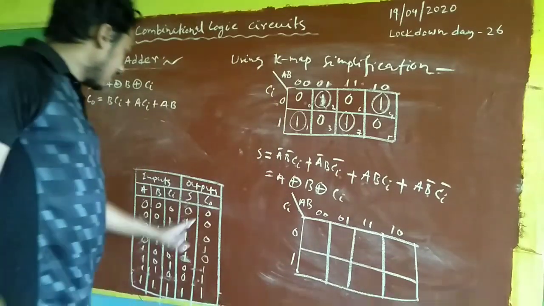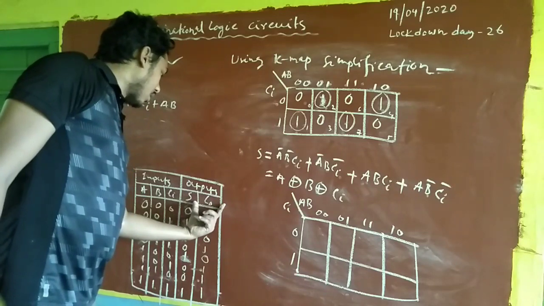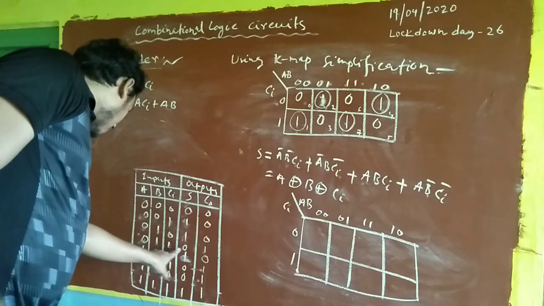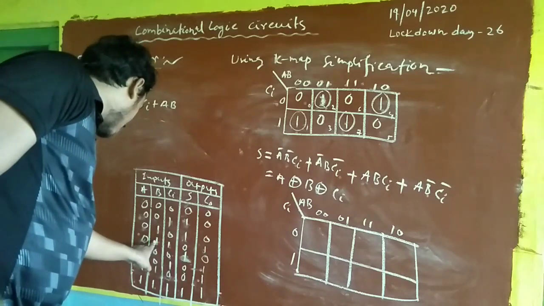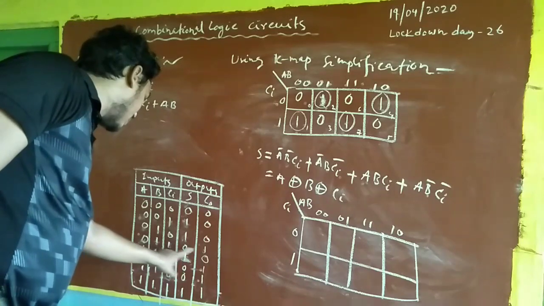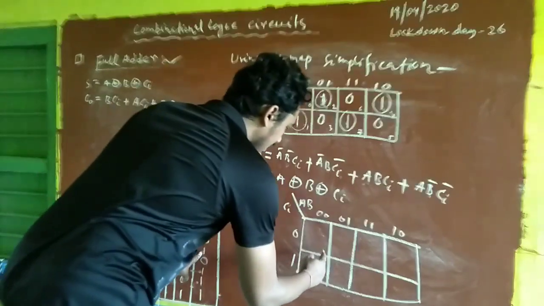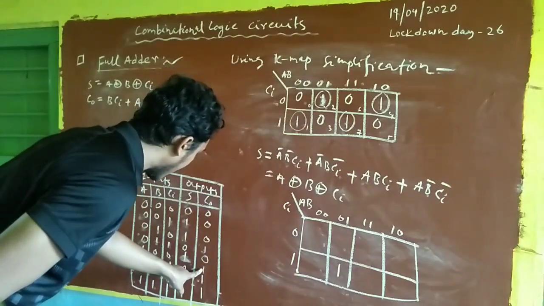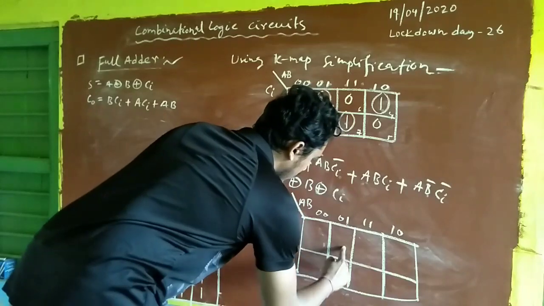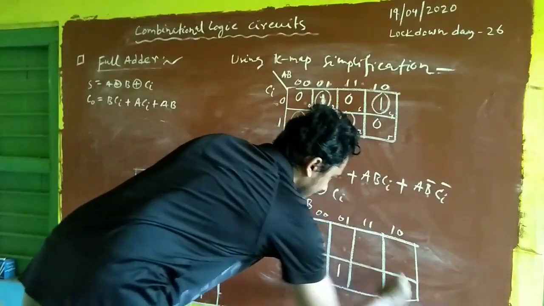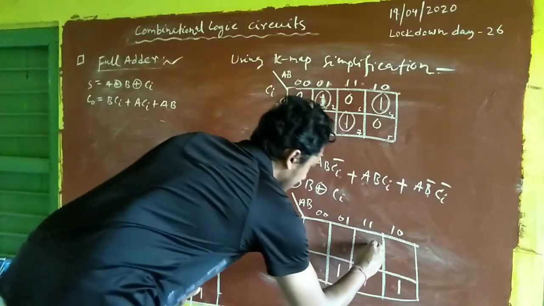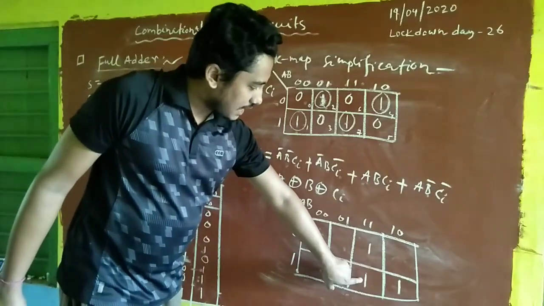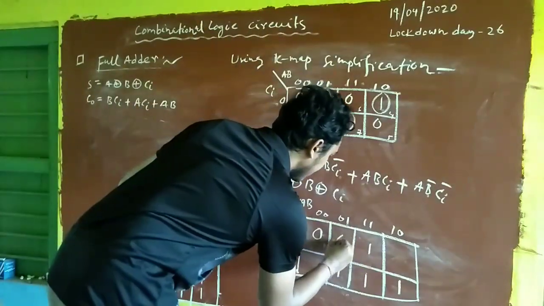Now we will check the Cout column. For which combination is this 1? It is 0 1 1, which means decimal equivalent 3. So for 3 it is 1. Which one is 3? 0 1 2 3. So here we write 1. And this is 5, so 0 1 2 3 4 5, and also 6 and 7. So these are the cells which contain 1s, and the remaining cells contain zeros.